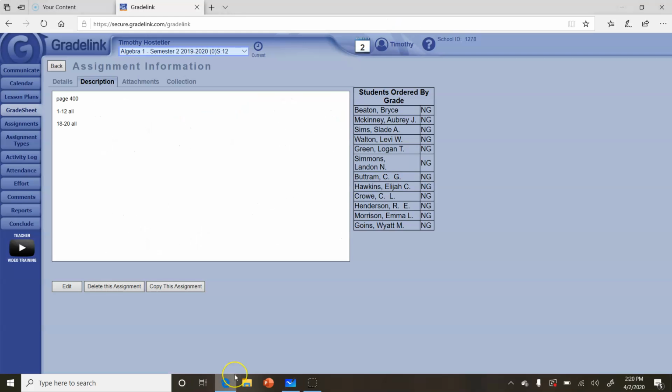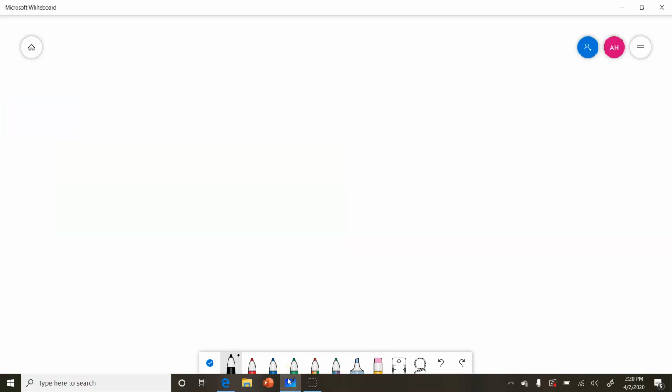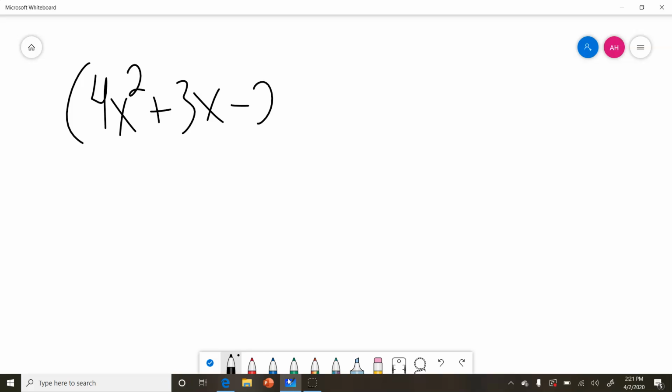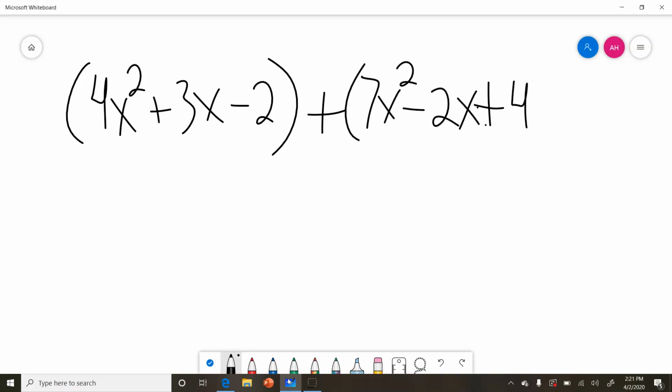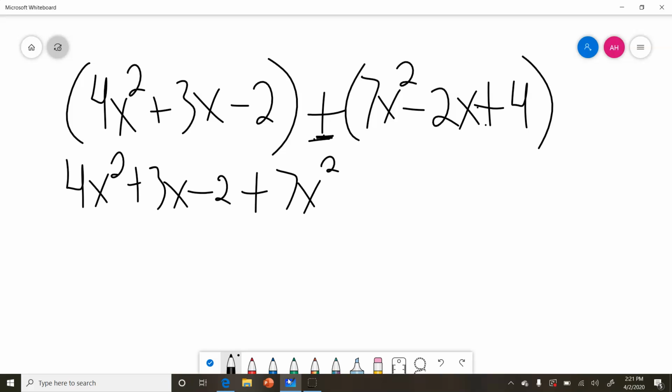Okay, the other part of our first half of our review, whoa, come back here. Other half of our review looks like this, where we have 4x squared plus 3x minus 2, all of that, plus 7x squared minus 2x plus 4. And now, if you remember, when we have an addition sign here, when we go to add, all we have to do is erase the parentheses. So I rewrite this, 4x squared plus 3x minus 2 plus 7x squared, and then I keep the signs the same. So when it's a plus, I keep these signs the same, minus 2x plus 4.